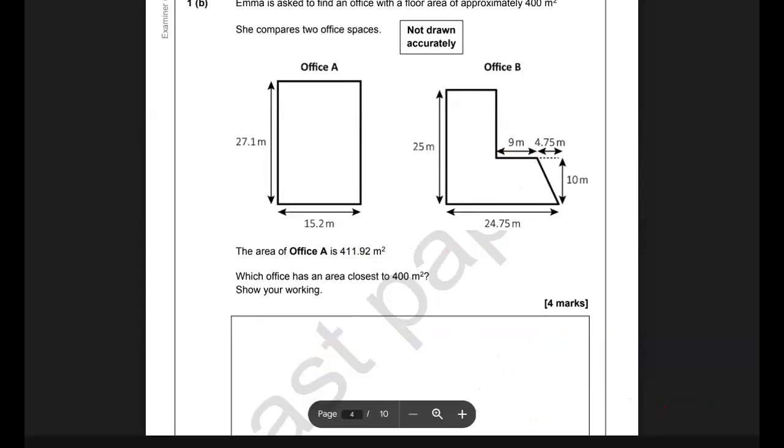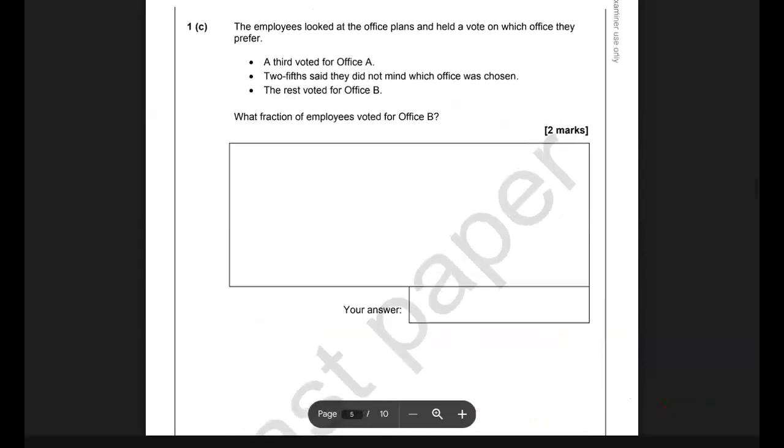Now, I will ask you to have a go at question 1C, to see if you can do exam-style questions.